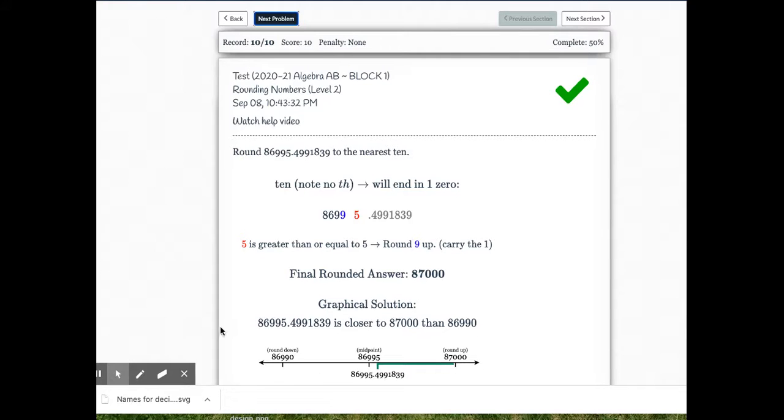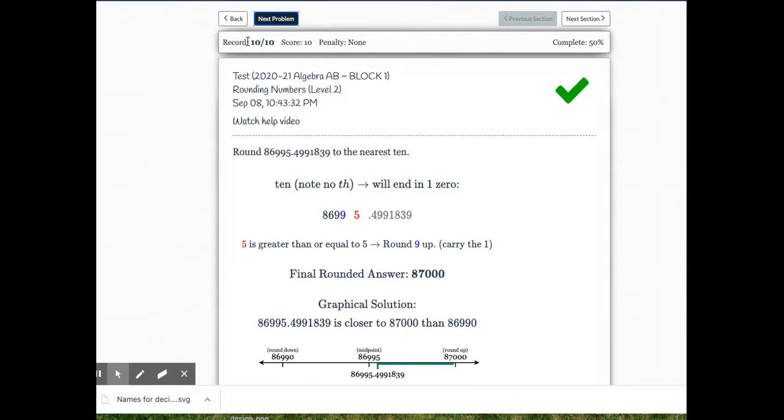In this case, I like the graphical view. You can see that 86995 is between 87,000 and 86,990. You can see going up by tens from 90 to 100. Those are the two tens on either side. We were here, which was a little bit closer to 87,000.